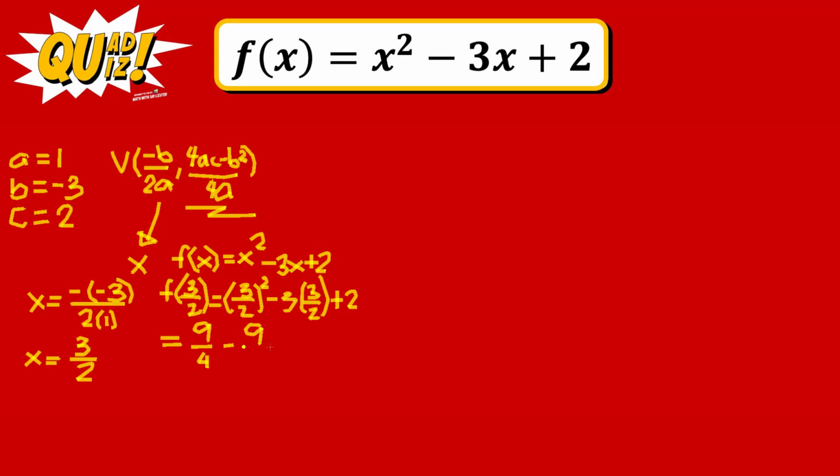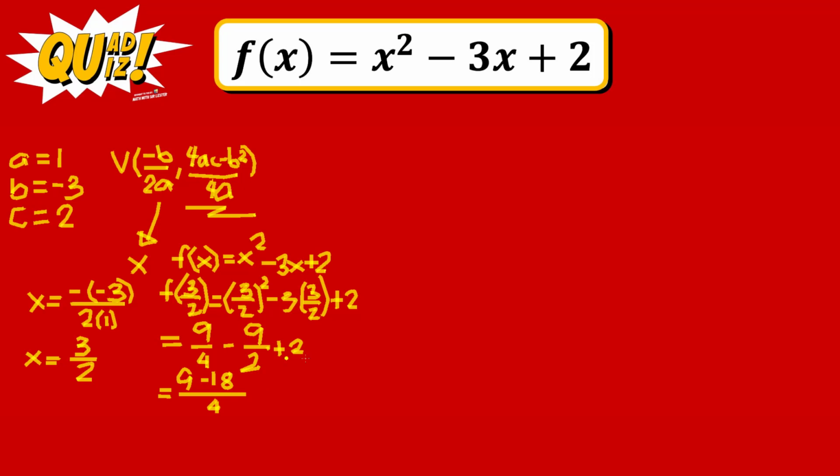3 times 3 is 9 halves, plus 2. Let's try to come up with the LCD, which is actually 4 here. 4 divided by 4 is 1 times 9, you will have 9. Please review your operations and fractions. 4 divided by 2 is 2 times 9, so you have minus 18.